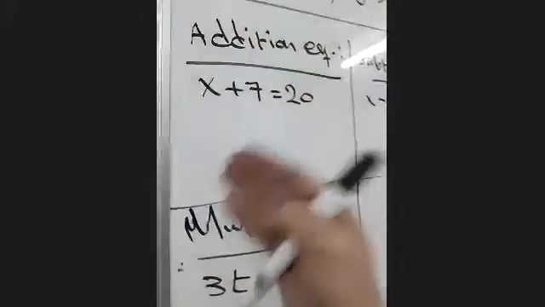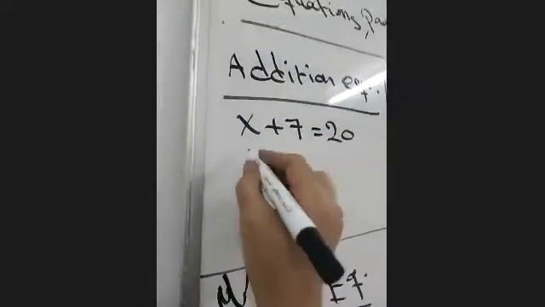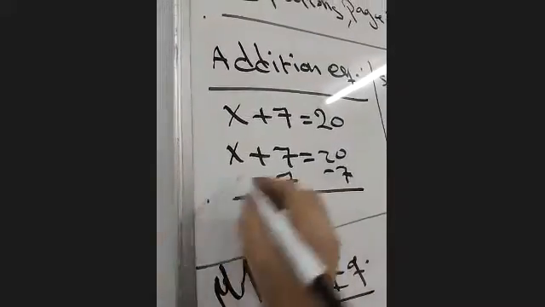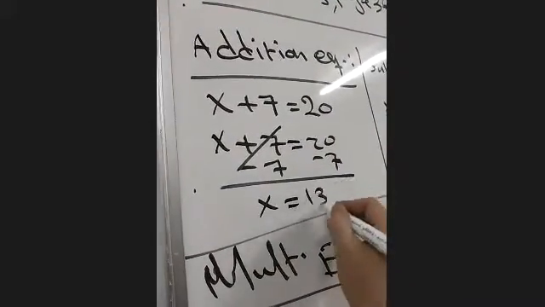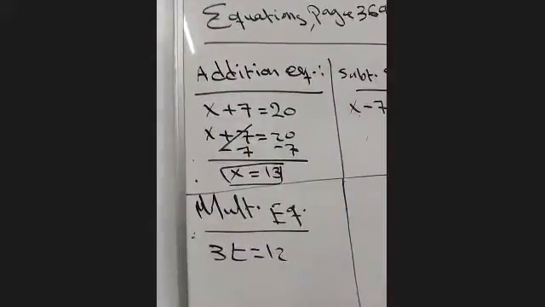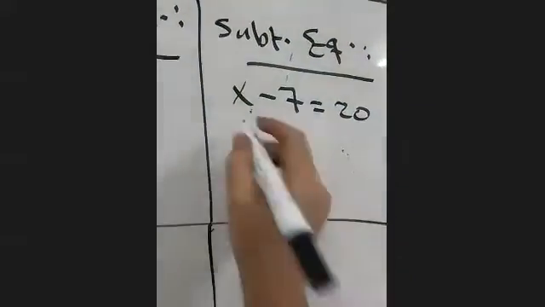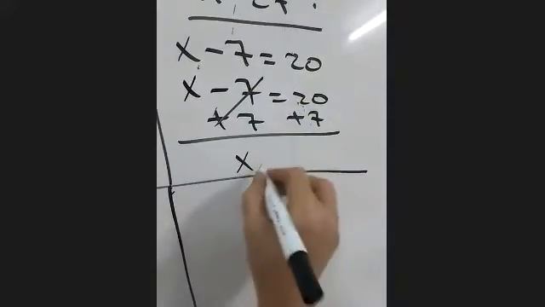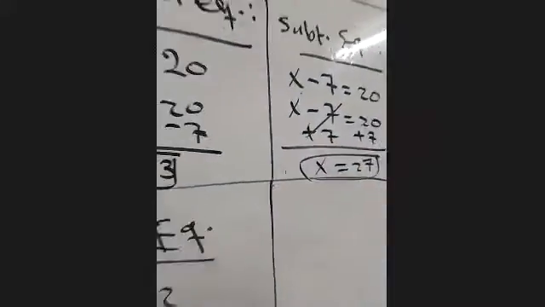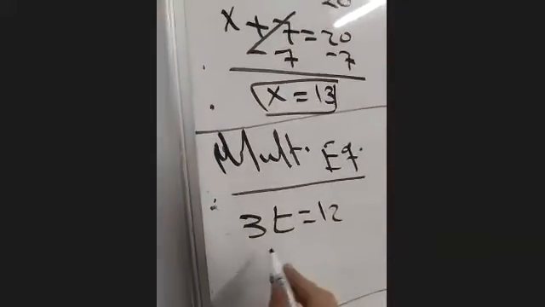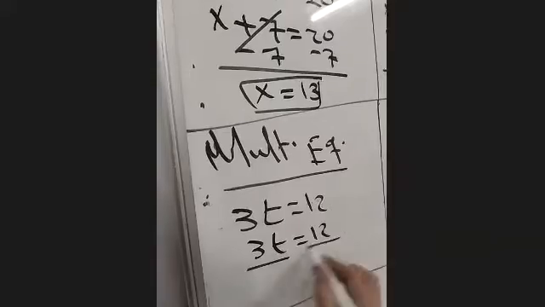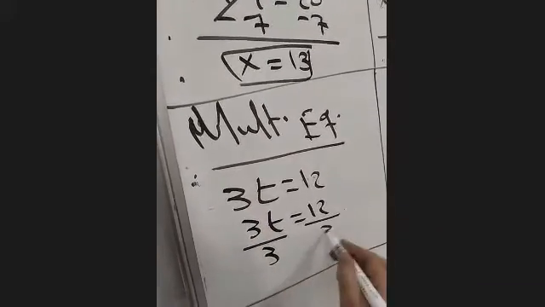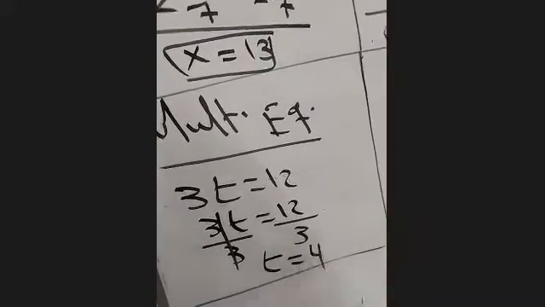In the addition, we said we subtract. So we rewrite the equation x plus 7 equals 20. Then we subtract the connected number, right? These are gone. x equals 20 minus 7, 13, done. And we know how we check our answer. Here, we rewrite the equation. We have subtraction, so we add the connected number. Done. x equals 27. Here, we rewrite the equation 3t equals 12. Then, because we have multiplication, we divide both sides by the coefficient, which is 3. So t equals 12 divided by 3, which is 4.